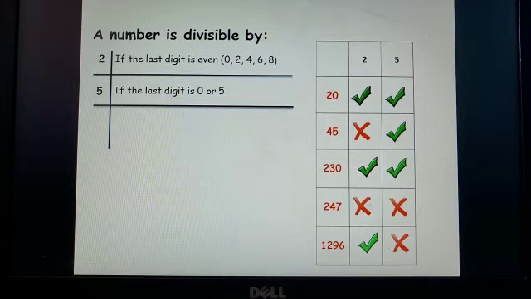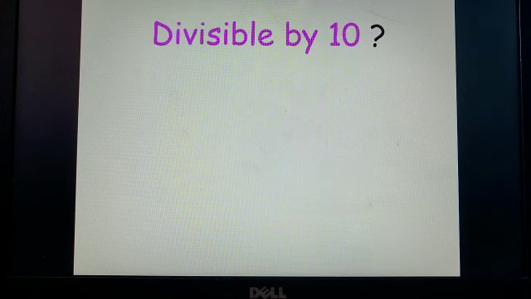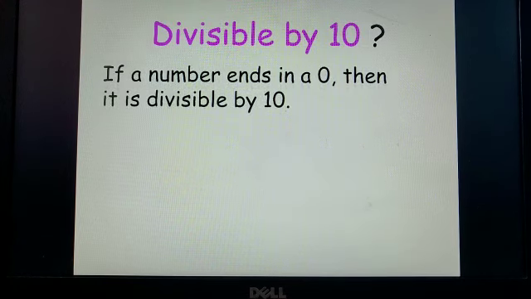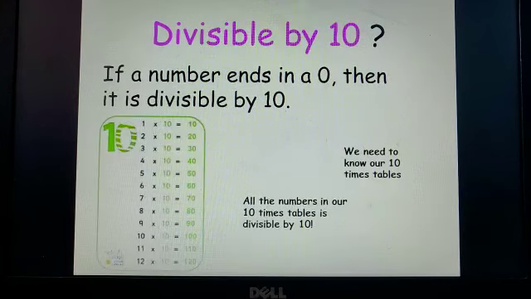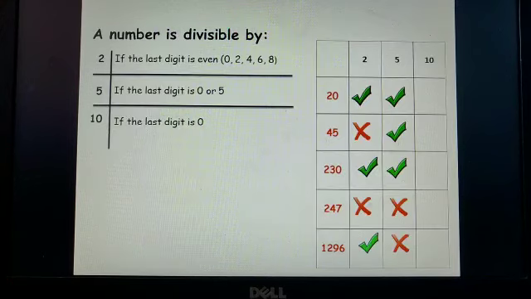The rule for 10 is very similar. If the digit ends as a 0, we know it's a multiple of 10. Again, we can use our multiplication table for this and we use our tens. So as we count in tens, every number ends in a 0. Let's go back to our question and see if we can work out the answers for the numbers we've been given. 20. Is 20 a multiple of 10? So when I count in tens, do I hit the number 20? The last digit is a 0, so yes, it is a multiple of 10.